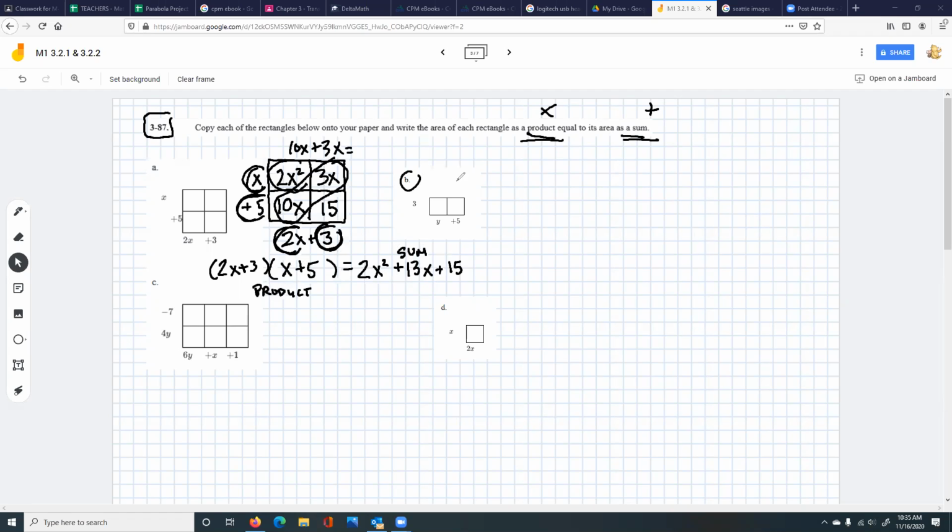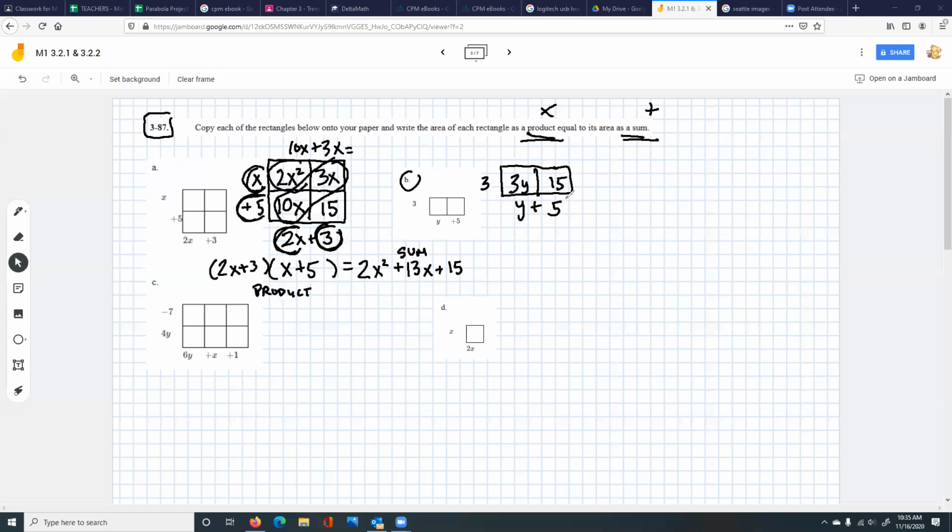Okay, let's do part B here. Part B, we're only multiplying a monomial 3 times a binomial y plus 5. So I need to split this in half to make 2 by 1 square, right? Because this is 2 terms, this is 1 term, so 2 by 1. So 3 times y is going to give me 3y. 3 times 5 is going to give me 15.